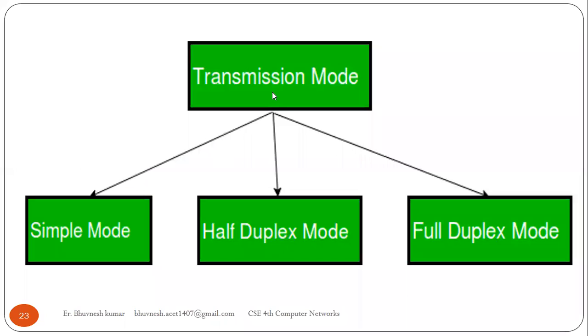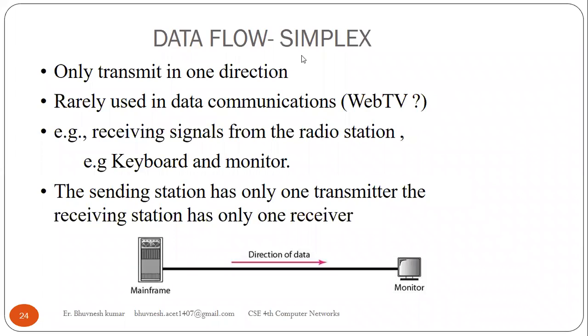This is the division of your transmission mode. First is simplex, or you can say simple mode, then half duplex, full duplex. First, simplex mode only transmits in one direction. The sender only sends the data, and the receiver receives that data. At a single time, only one side will send the data. That is simplex. Only one side will send the data at a time, only in one direction.